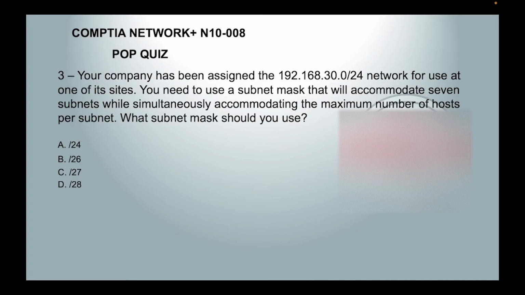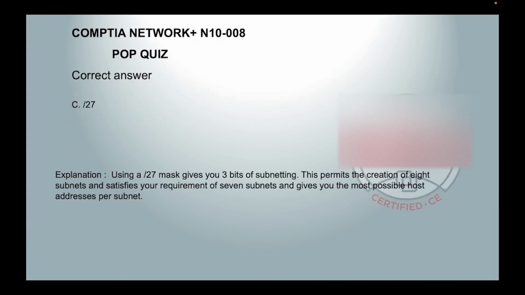Number 3. Your company has been assigned the 192.168.30.0/24 network for use at one of its sites. You need to use a subnet mask that will accommodate 7 subnets while simultaneously accommodating the maximum number of hosts per subnet. What subnet mask should you use? A, /24, B, /26, C, /27, or D, /28. Correct answer is C, /27.